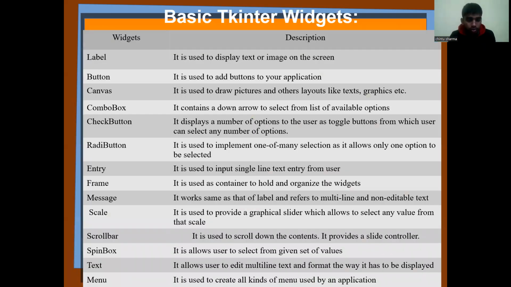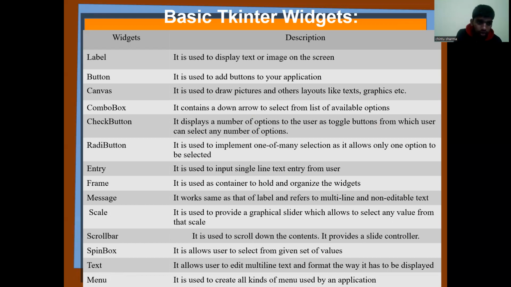These are the list of all the widgets and their descriptions. Label is used to display text or images on the screen. Button is used to add buttons to your applications. Canvas is used to draw pictures and other layouts like text, graphics, etc. With canvas we can make graphical GUI applications, like importing turtle.